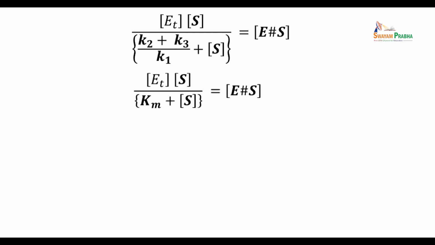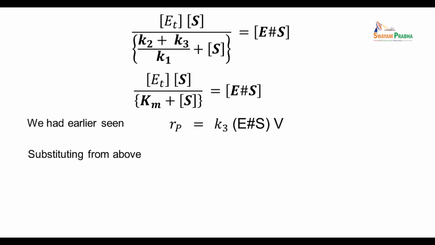which is the same as this. And if I call K2 plus K3 by K1 as some capital Km, then the same equation can be written as this: ETS divided by Km plus S equals enzyme substrate complex concentration. And we had earlier seen that the rate of product formation in terms of a mass rate is K3 into ES into the volume. You can go back and check that equation. So if you substitute the enzyme substrate complex concentration from above, we get the rate of product formation is K3 into ETS by Km plus S in the place of enzyme substrate complex concentration times V.